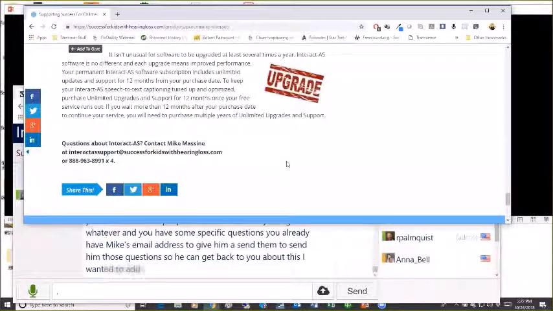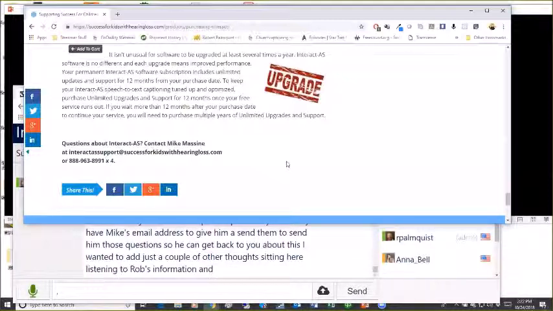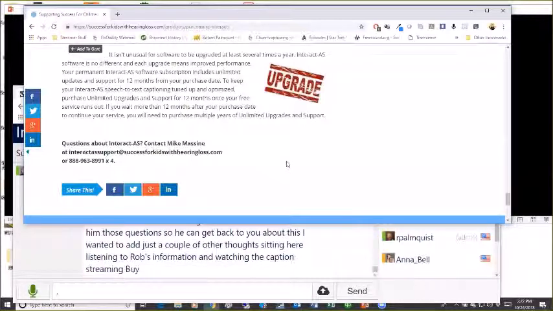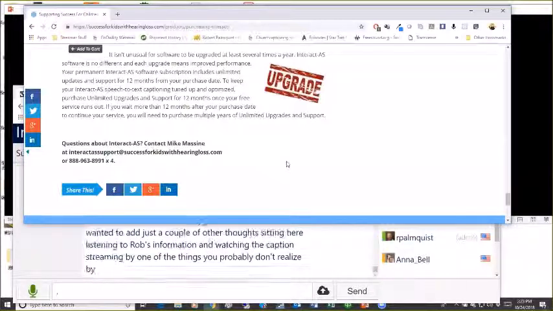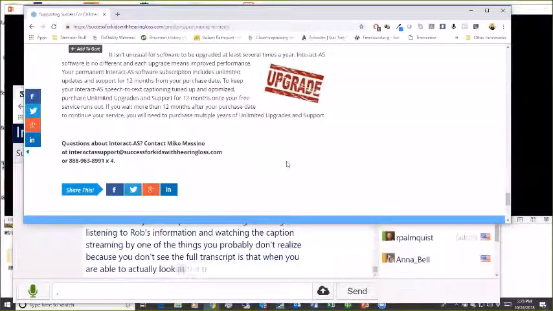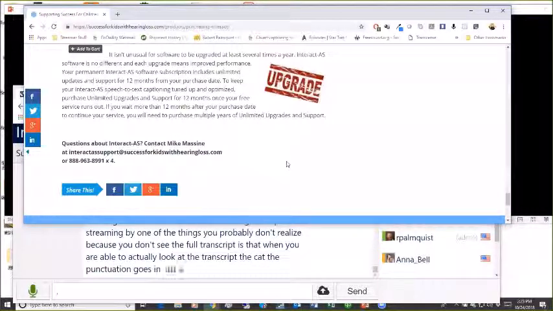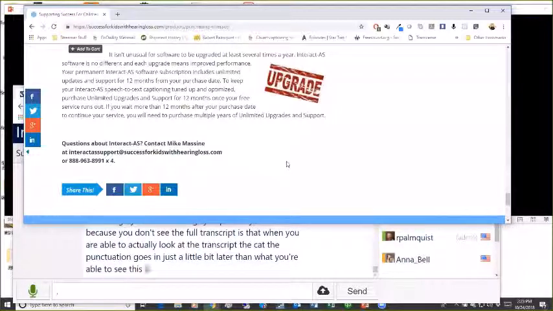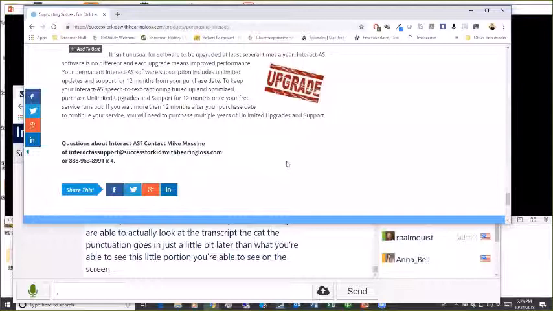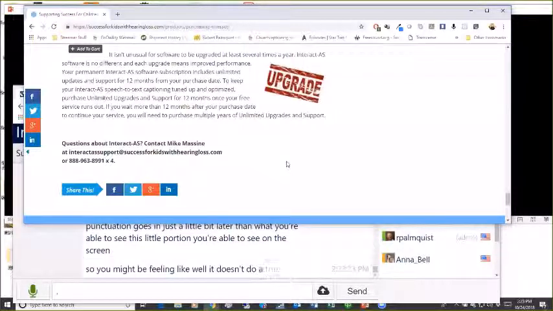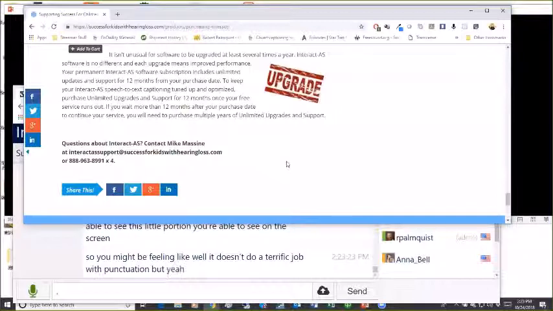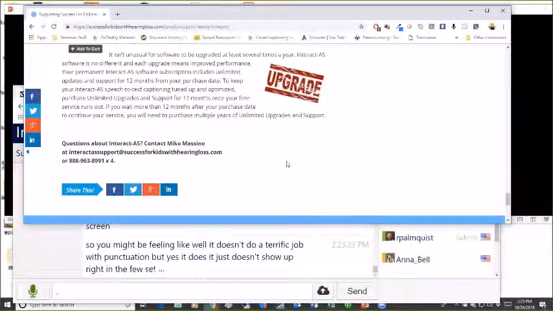I wanted to add just a couple of other thoughts. Sitting here listening to Rob's information and watching the captions streaming by, one of the things you probably don't realize, because you don't see the full transcript, is that when you are able to actually look at the transcript, the punctuation goes in just a little bit later than what you're able to see, this little portion you're able to see on the screen. So you might be feeling like, well, it doesn't do a terrific job with punctuation, but yes, it does.